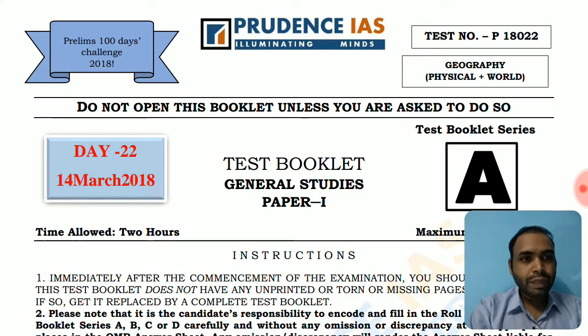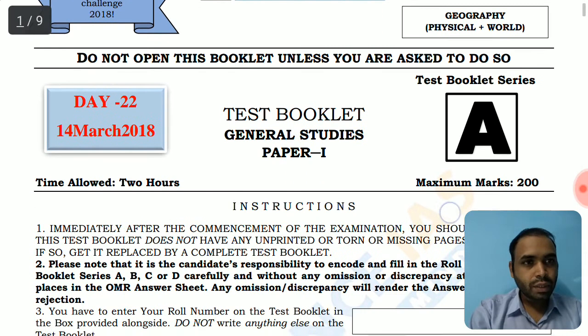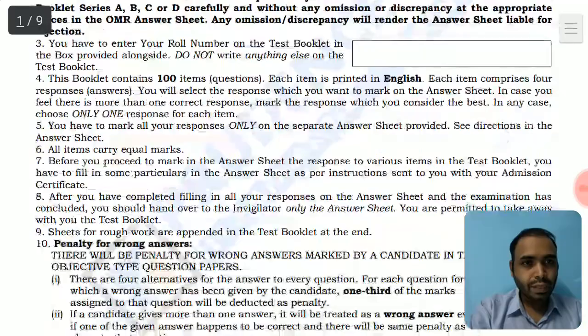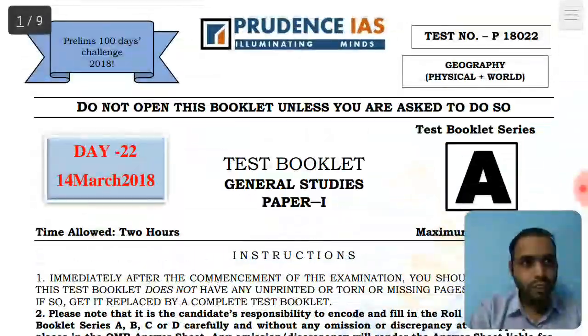Hello and welcome to the 22nd day of our 100-day challenge on 14th of March 2018. Today we are going to continue with our geography challenge, 10 MCQs regarding the physical and world geography.